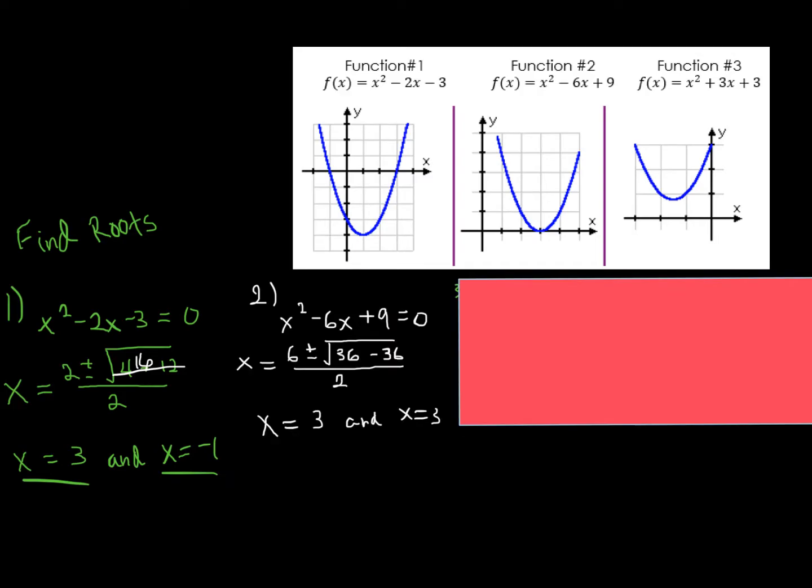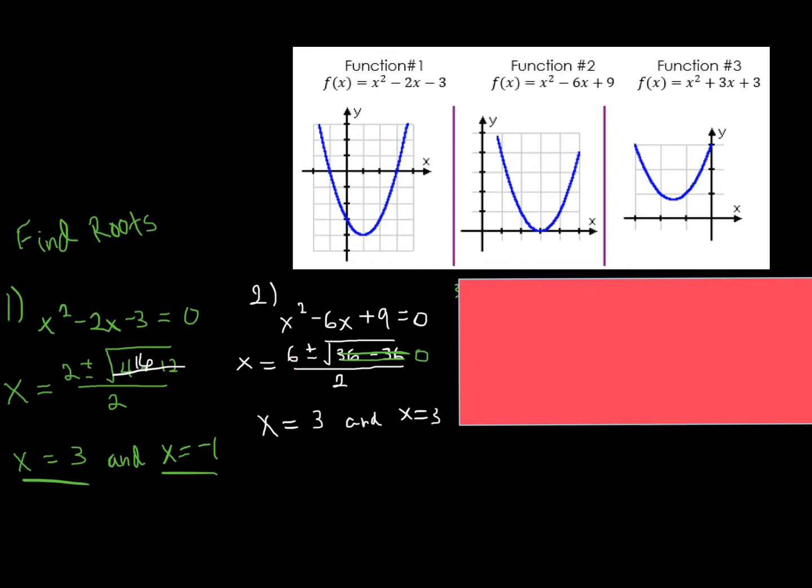Alright, so now looking at number 2, same idea for finding the roots. I'm going to set the y value equal to 0 and solve for x. And using the quadratic formula, I get 6 plus or minus the square root of negative 6 squared, which is 36, minus 4 times 9 times 1, which is 36, over 2. Now let's go ahead and evaluate this. What's 36 minus 36? That is 0, right? Okay, what's the square root of 0? Well, 0, right? 0 times 0 is 0.